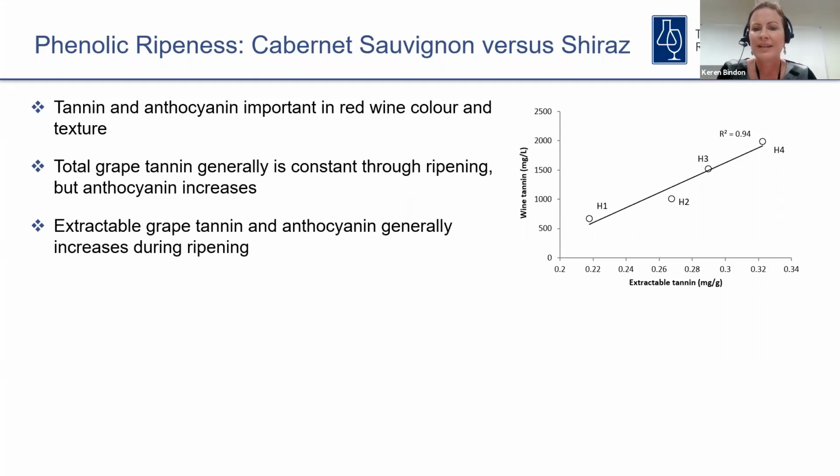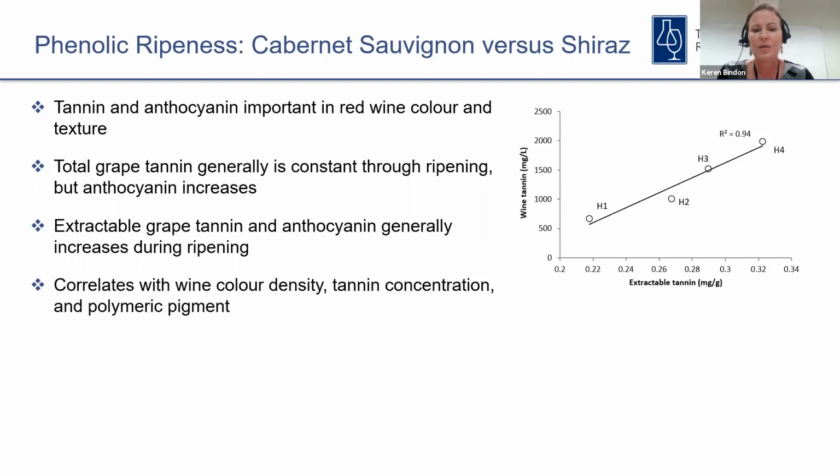What we found in recent years, and that's the graph on the right there, is that extractable grape tannin, the amount that's actually readily removed from the grape and is important for what gets into the wine, actually increases during ripening. So we see that as one extends ripeness, in this case from 13 Baume on that graph through to 18 Baume for the last harvest, you can see there's a relationship between extractable tannin and wine tannin. And this also correlates quite well with the development of wine color density and tannin concentration.